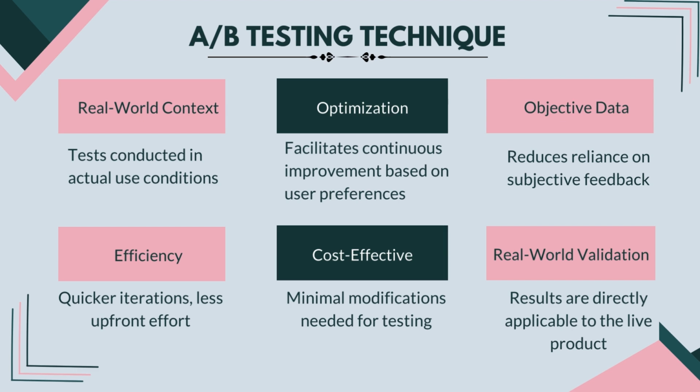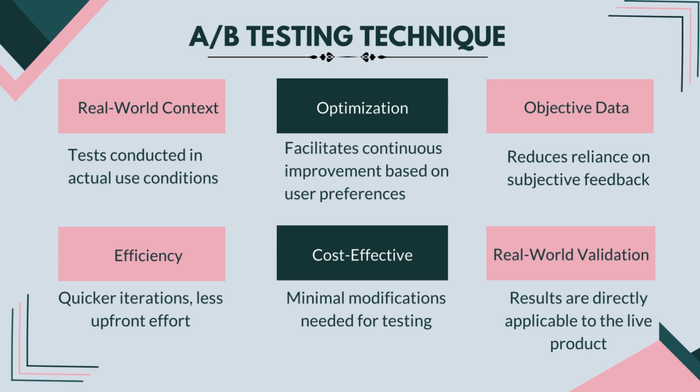Next is objective data. A/B testing generally provides clear and data-driven insight into user preference and behavior. This objective data reduces the reliance on subjective feedback, which can sometimes skew results in prototyping.